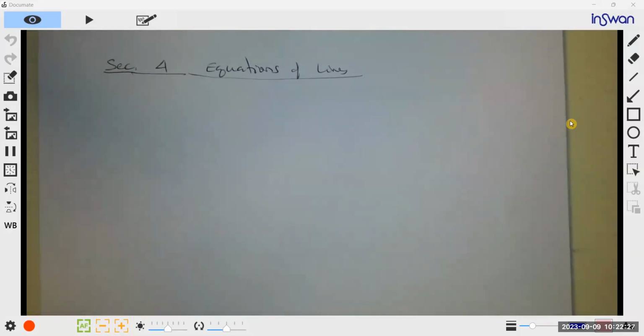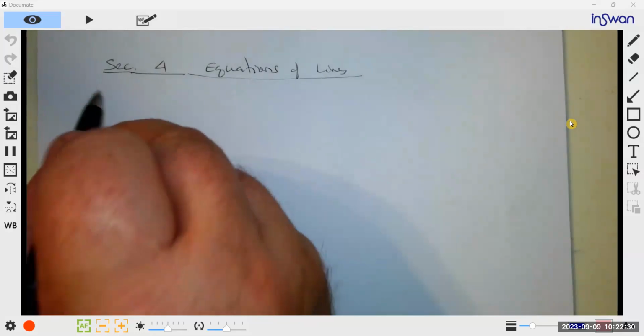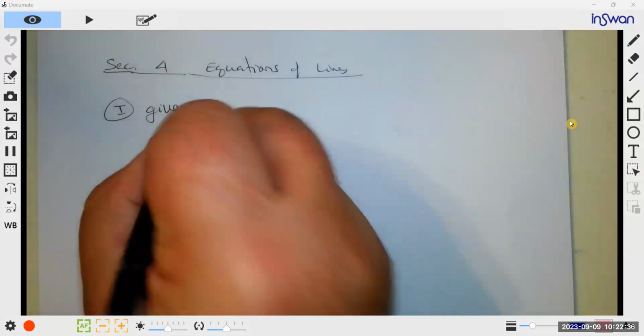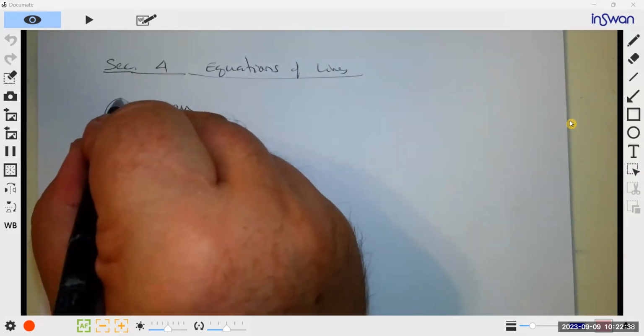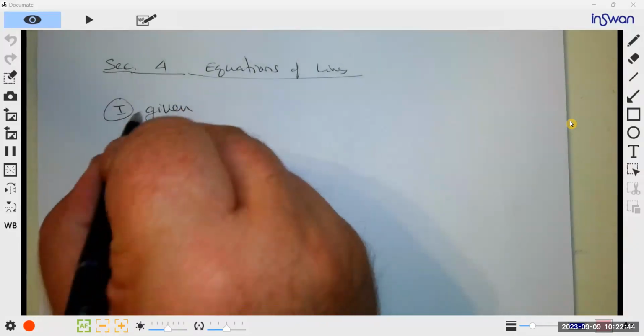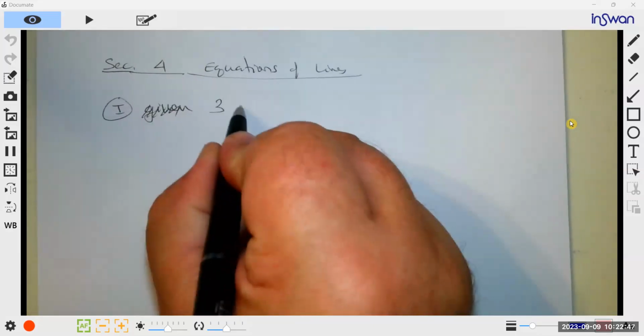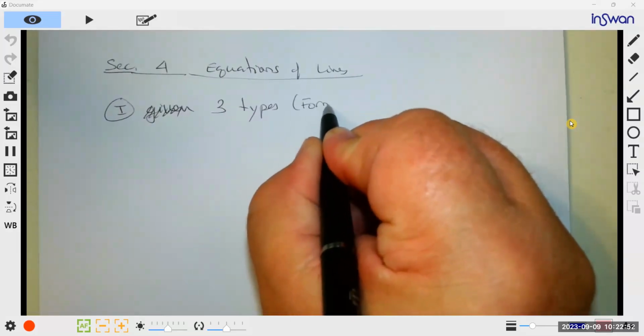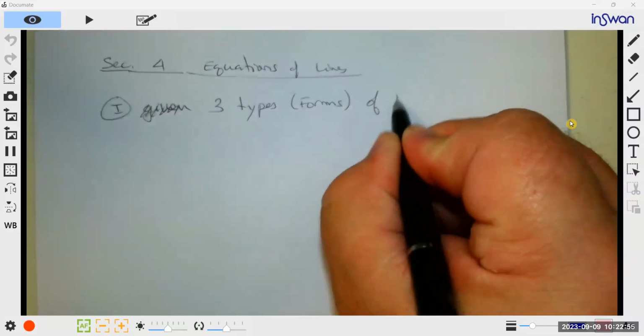All right. We'll do one more section, equations of lines. Well, let's look at three types or forms of lines.